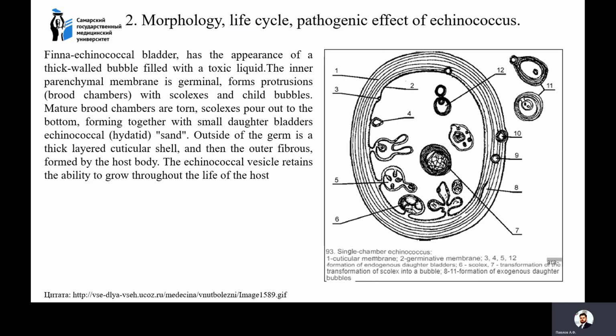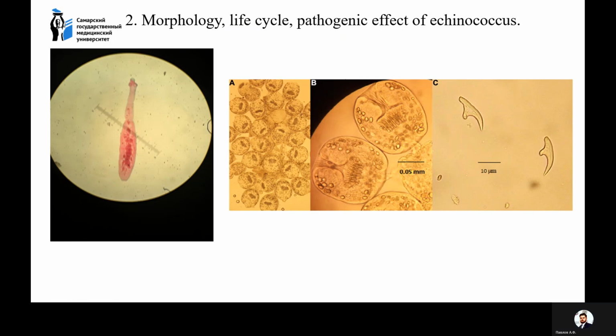Outside of the germinal membrane is a thick layered cuticular shell, and then the outer fibrous capsule formed by the host body. The echinococcal vesicle retains the ability to grow throughout the life of the host. This slide presents an image of the structure of echinococcus under a microscope.